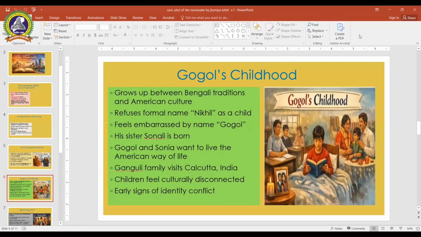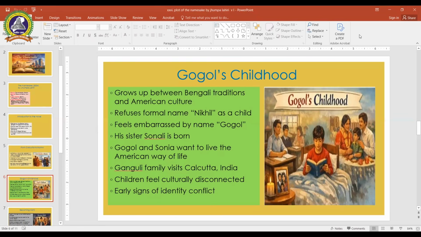At Gogol's 14th birthday party, where other Bengali immigrants gathered, friends of Ashima and Ashok gather and they meet. So at his birthday party, Gogol meets a shy girl named Moushumi. Many years later, Moushumi becomes Gogol's wife. When Gogol is in 10th grade, the Ganguly family travels to Calcutta for 8 months. Gogol and Sonia feel uncomfortable in Calcutta because they miss their home, America.